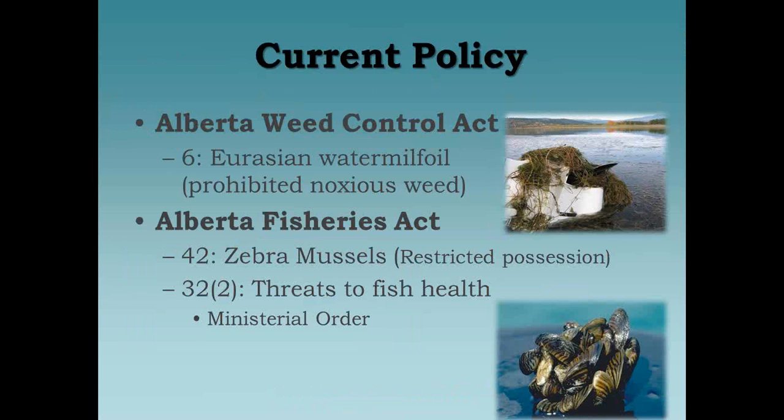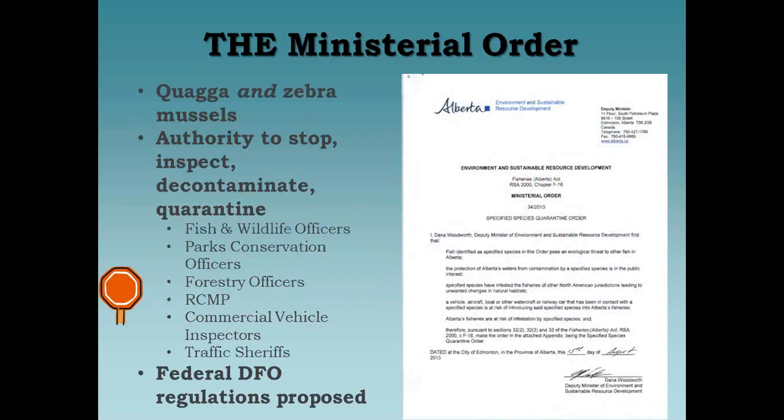In terms of policy, we do have Eurasian milfoil in the Weed Control Act. And again, like I mentioned, we have zebra mussels in the Fisheries Act. We've also managed through this Section 32 to get a ministerial order out. And this means that any fishery officer can respond and has the authority to stop, inspect, clean, and if necessary, quarantine any mussel-fouled boat that has quagga or zebra mussels on it. So that's a really huge thing that we were actually able to get through in a matter of months. So pretty awesome.